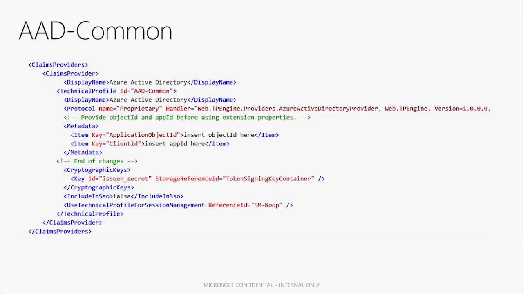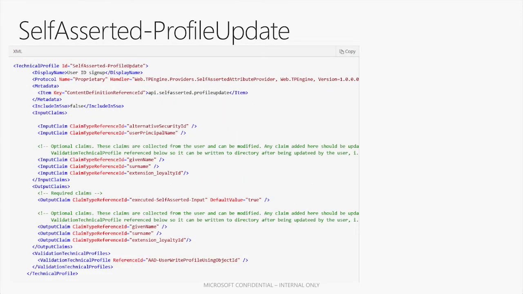So theoretically, you can have one key used by different providers, which is what we sometimes do. We just create one key, and then we have both self-asserted and Azure Active Directory and phone factor all using the same key, just by giving the same storage reference ID.